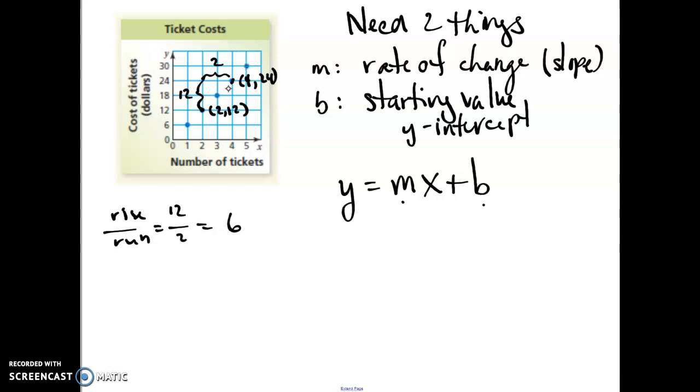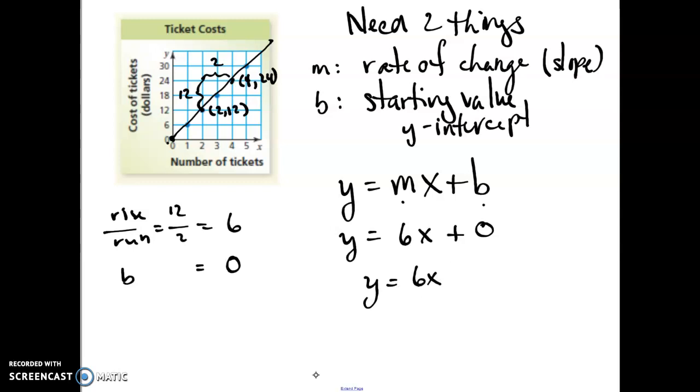Now, if I were to follow this pattern down, I can see that this line would continue right through the origin. So my y-intercept is at 0. So knowing this, I could fill in my equation. Y equals, my m is 6x plus my y-intercept would be 0. But of course, we don't keep the plus 0 in a neat equation, so we rewrite it into a standard form of y equals 6x.